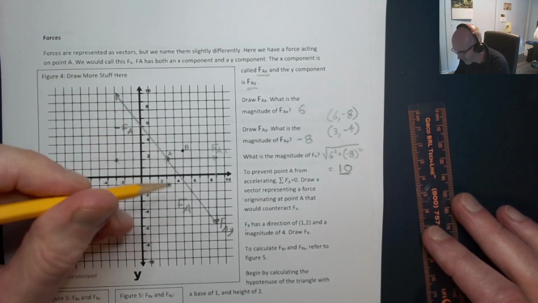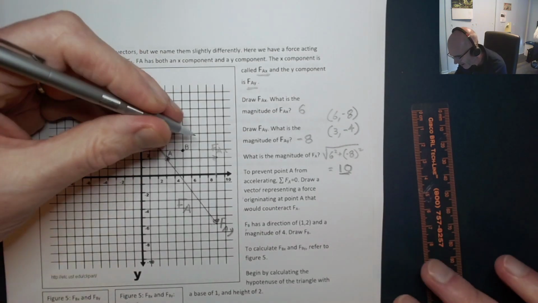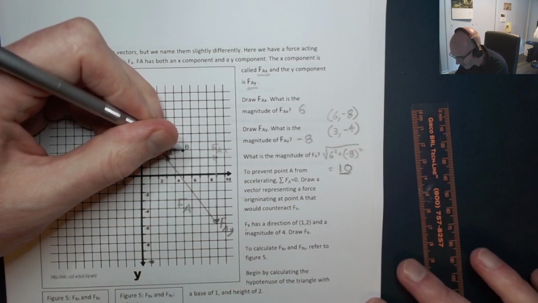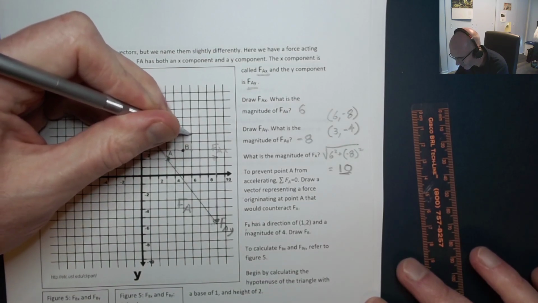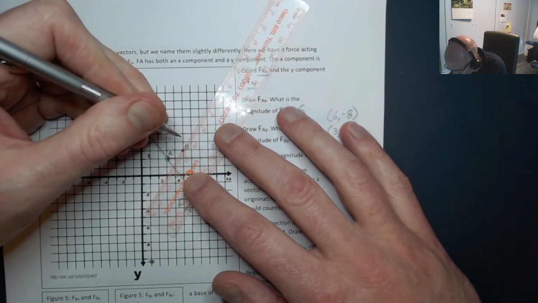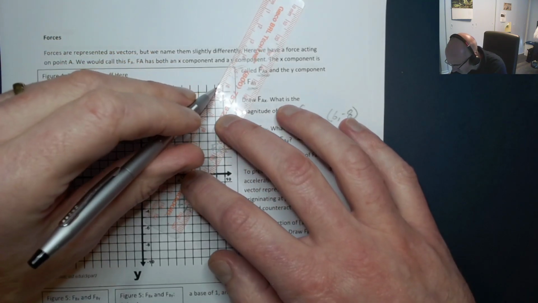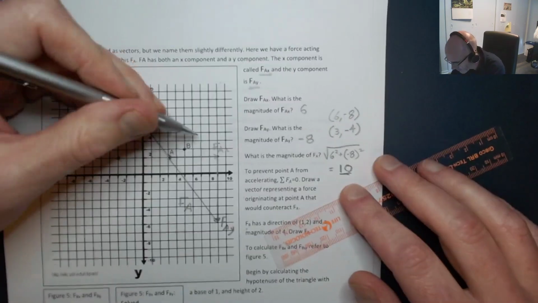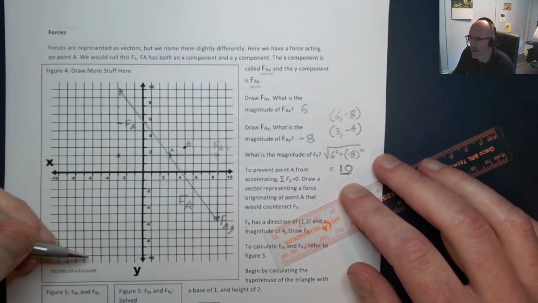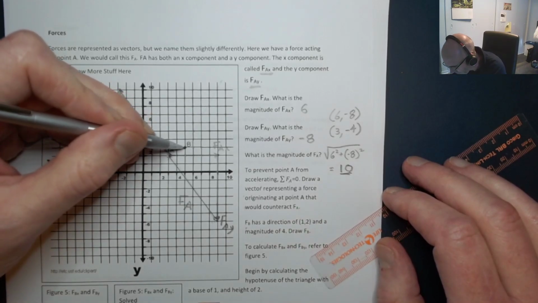Draw FB. Okay, so again, this is phrased a little bit differently to make you think about what we actually mean when we're talking about the vectors. I'm going to use a little finer pencil for this one. Okay, so if it's got a direction of 1 over and 2 up, that means that it is going to lie somewhere along that line. Okay, we know the direction that it's pointing in. We just haven't quite figured out the magnitude of it yet. Because it's going to have a magnitude of 4.